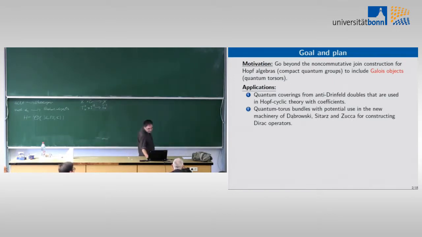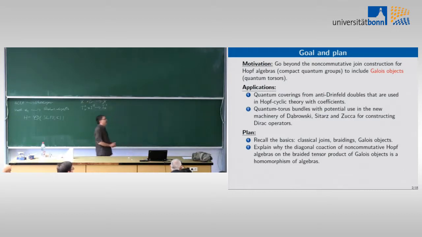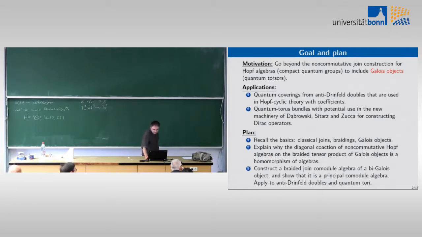Okay, so these are applications and motivations. Now the plan is very simple. I want to very quickly recall the basics so that we speak the same language. And then what I want to show you is first a little miracle of how it happens that the diagonal coaction of non-commutative Hopf algebras on the braided tensor product of Galois objects is indeed a homomorphism of algebras.